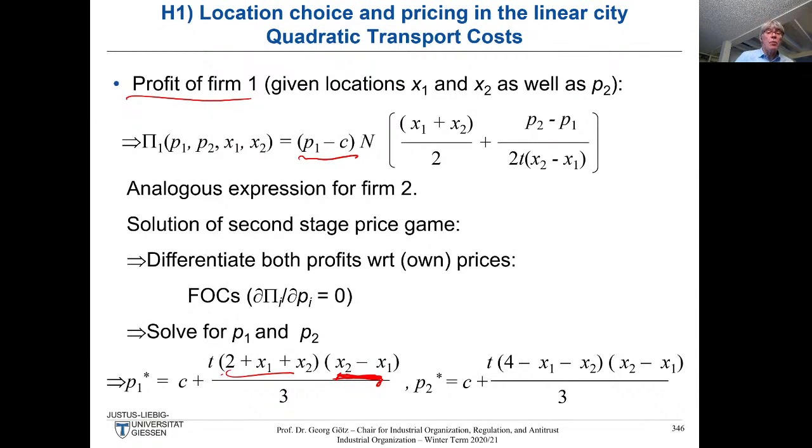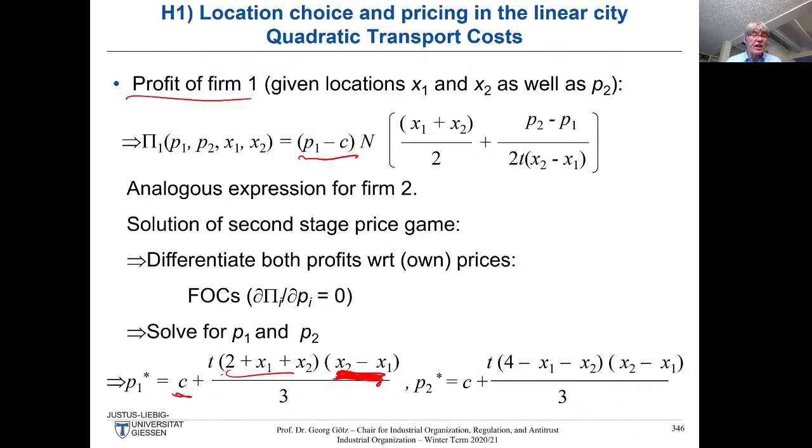Suppose both were located at the same spot. Suppose both were located at 1/2. Of course, both could also be located at 1/4, but as we love symmetry, it would be 1/2. If both are located at the same spot, the transport cost term would be 0, so we would get price equal to marginal cost.